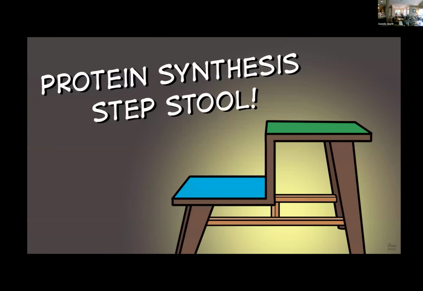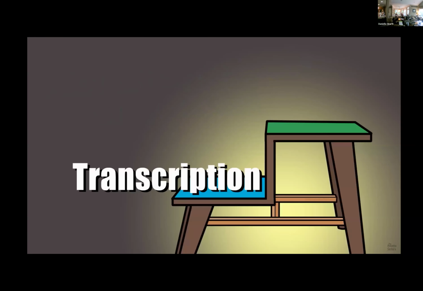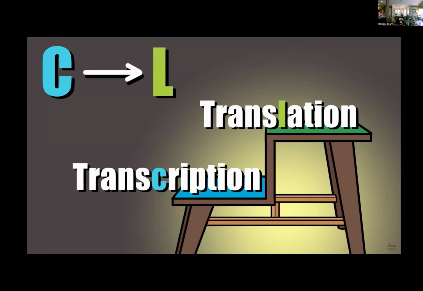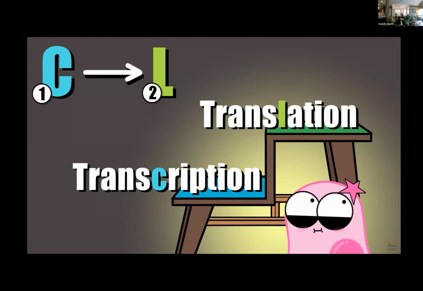In protein synthesis, we can look at two major steps. One is transcription and the other is translation. Transcription has a C in it, and translation has an L in it. I remember that C comes before L in the alphabet, which helps me remember that transcription comes first. I like a lot of alphabet mnemonics.